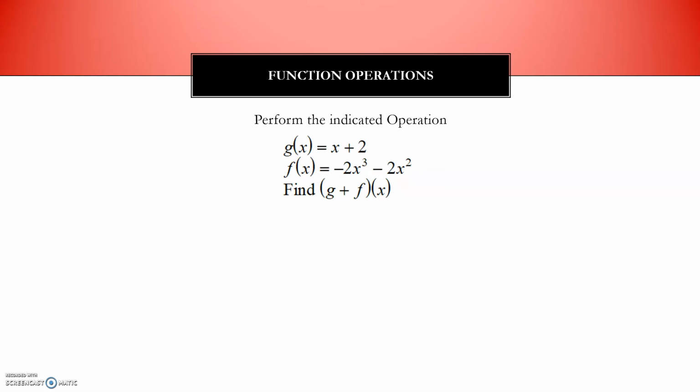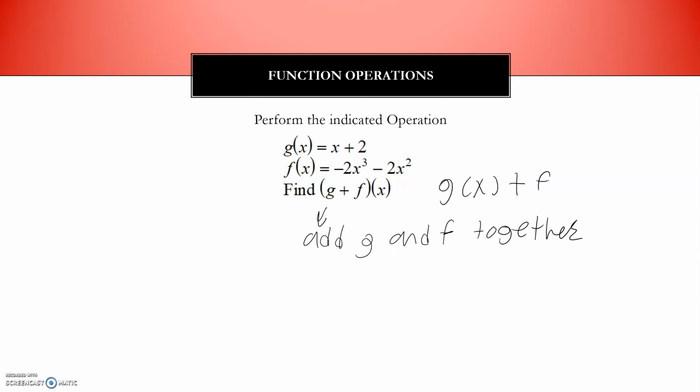We use function notation for this, g of x and f of x. Remember here, g and f are the name of the function. Of x tells you the independent variable, and then we have our rule. This means add g and f together and continue using variable x. You could also say that this is g of x plus f of x. That's another way to do it. So you're going to have this.